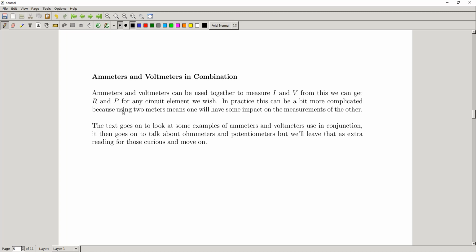The textbook goes on to talk about other meters in addition to ammeters and voltmeters. It talks about ohmmeters and potentiometers, which are two other meters. We're not really going to talk about those here. We're not going to need them too much for the course. It's important to know that there are other things going on. You can kind of see them in the textbook and give it a read. But generally speaking, you're going to use ammeters and voltmeters, and that should pretty much cover most of what you need to be working with.